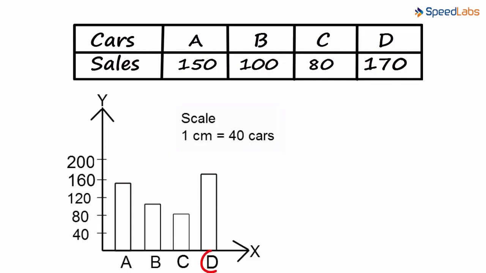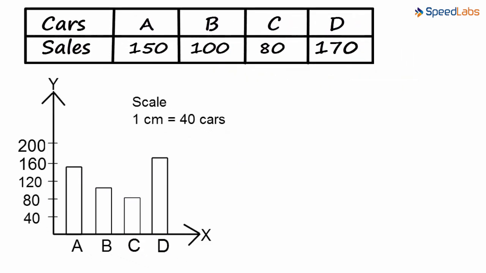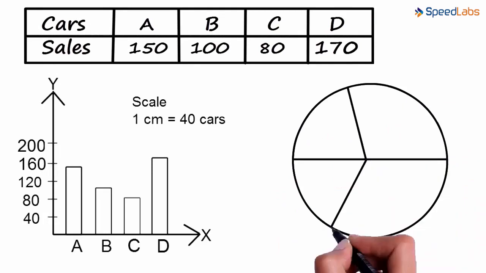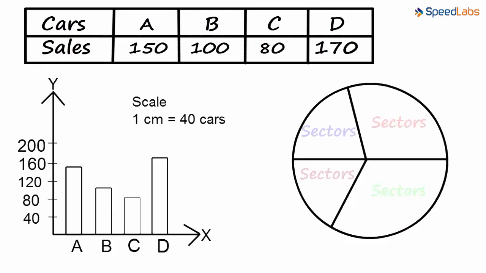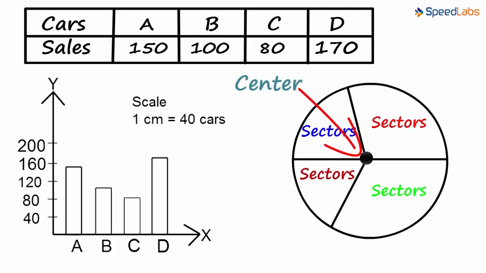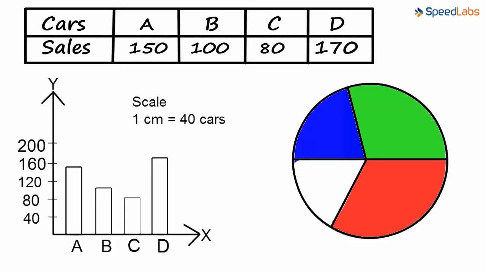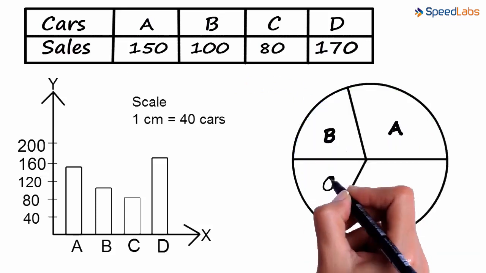We can see that car D was the best-selling model in that month, and lesser numbers of car C were sold. But is there any other way in which we can represent this data? Assuming that these were the only 4 types of cars sold, this is another way in which the data can be shown. It's a circle divided into 4 parts or sectors of not necessarily the same sizes. If all these regions are sectors, it means this point has to be the center. But what are these regions? They represent the 4 parts, sales of each A, B, C, and D.